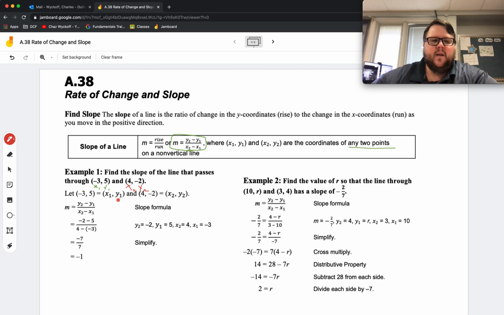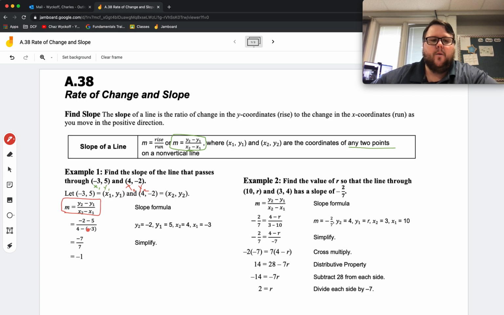X2 is 4. And you got to keep these together, guys. So x1, y1 are always together. x2, y2 are always together. So they plugged in the values. So they rewrote the equation, m equals y2 minus y1 over x2 minus x1. So this equals y2 is -2 minus y1 is 5 over x2 is 4 minus -3.